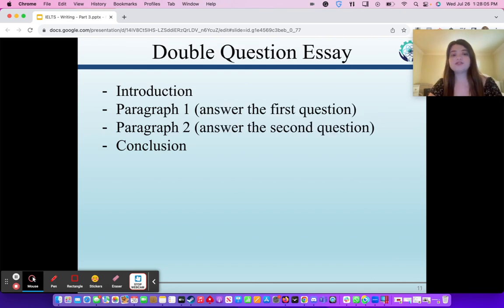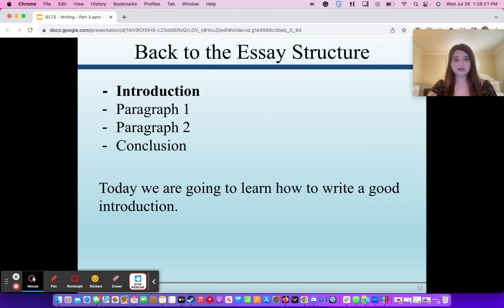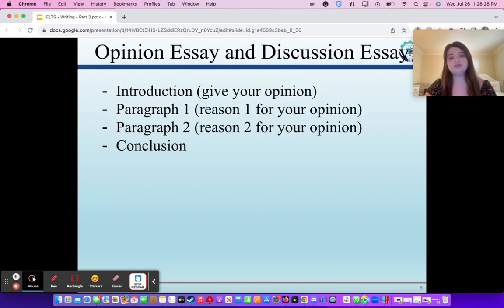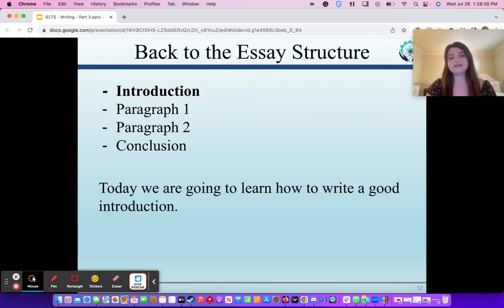For the double question essay, you're going to have your introduction. Paragraph 1 will be about answering and explaining your reasons as to why that's your answer for the first question. Paragraph 2 will have you answering and explaining your answer for the second question, and then conclusion. So all of these are very similar, right? All of these are very, very similar. It's just that sometimes paragraphs 1 and 2 are slightly different depending on what type of essay it is. But overall, it's introduction, paragraph 1, 2, conclusion, and bam, we're done.